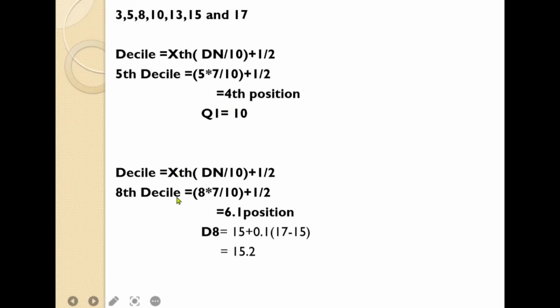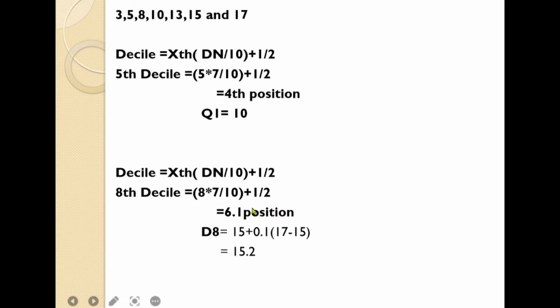Now to calculate the 8th decile, you apply the same thing. 8 times 7, 8n over 10 plus half. 8 times 7 divided by 10. 8 times 7, 56, divided by 10, 5.6 plus half, we got 6.1 position. So let's look for the 6th position and find 0.1 of the difference between the 7th and the 6th position. So the 6th position is 1, 2, 3, 4, 5, 6. The 6th position is 15. And that's how we came to 15.